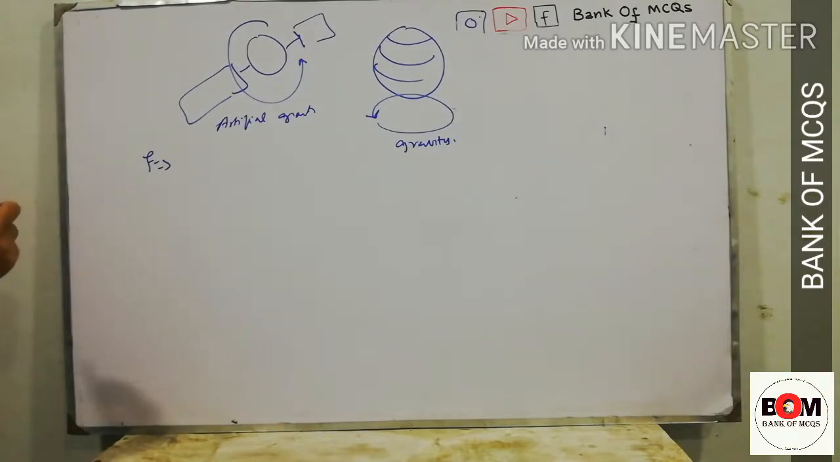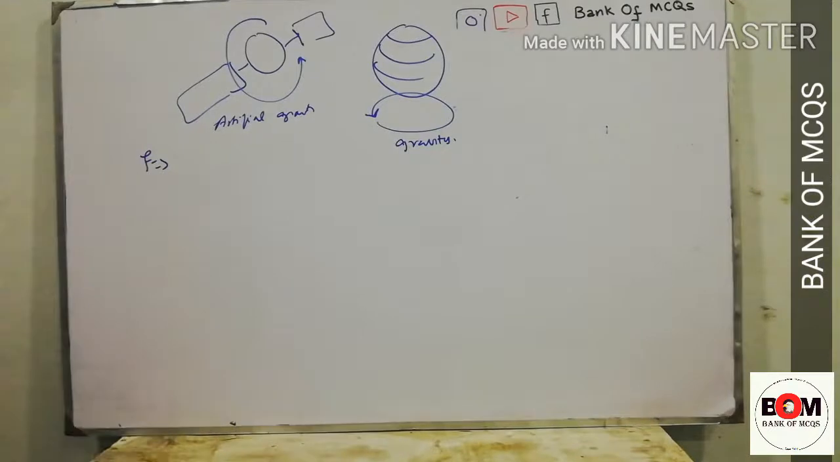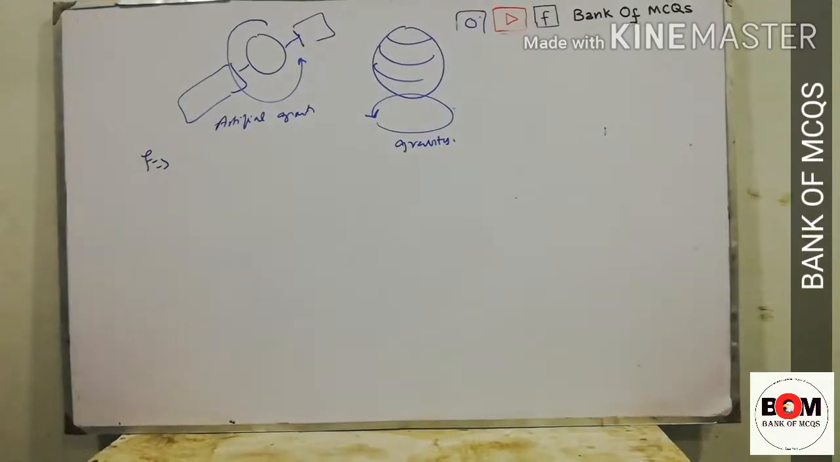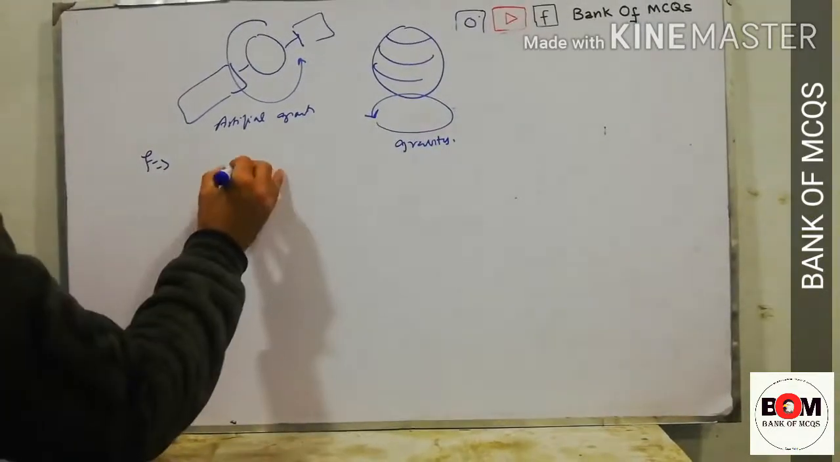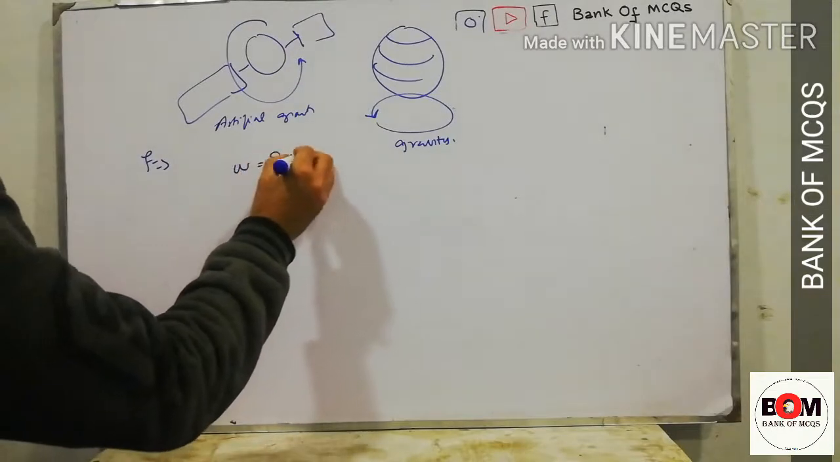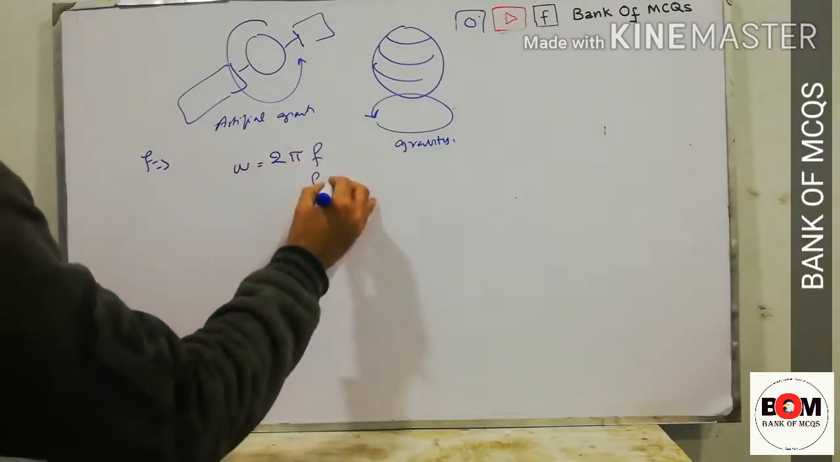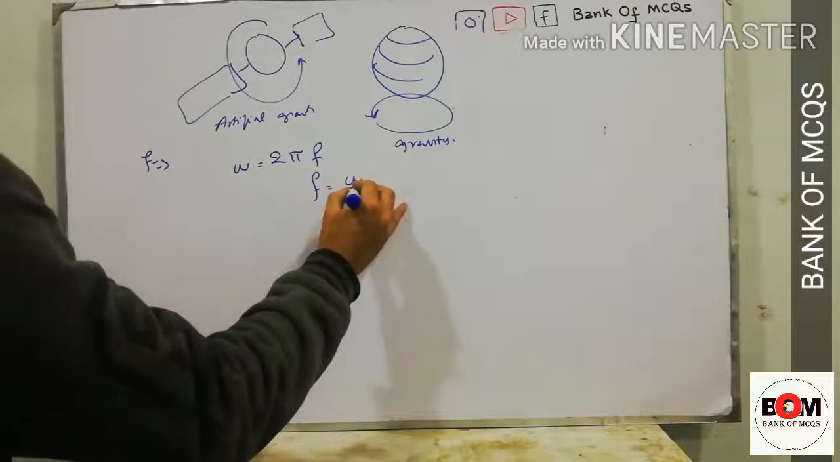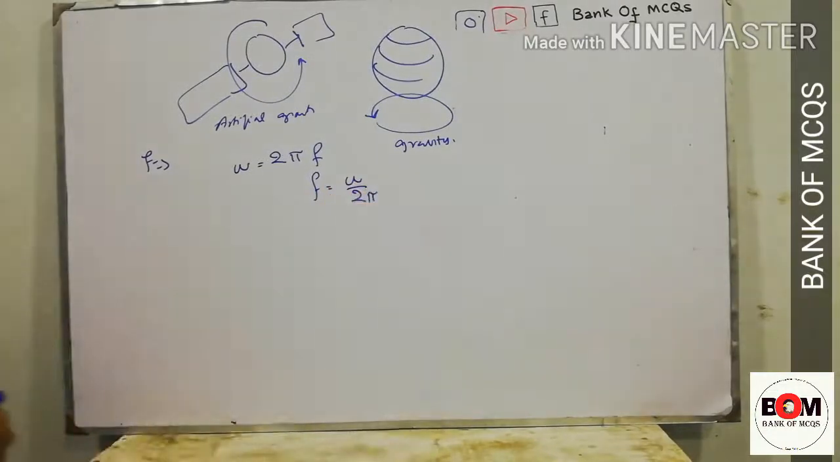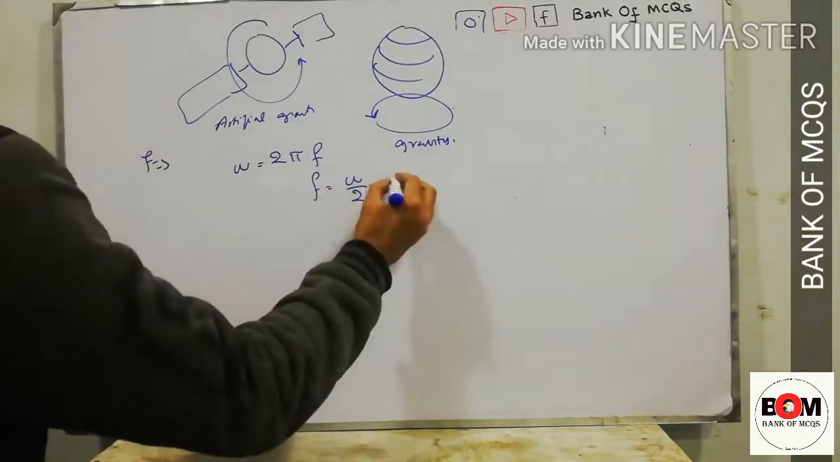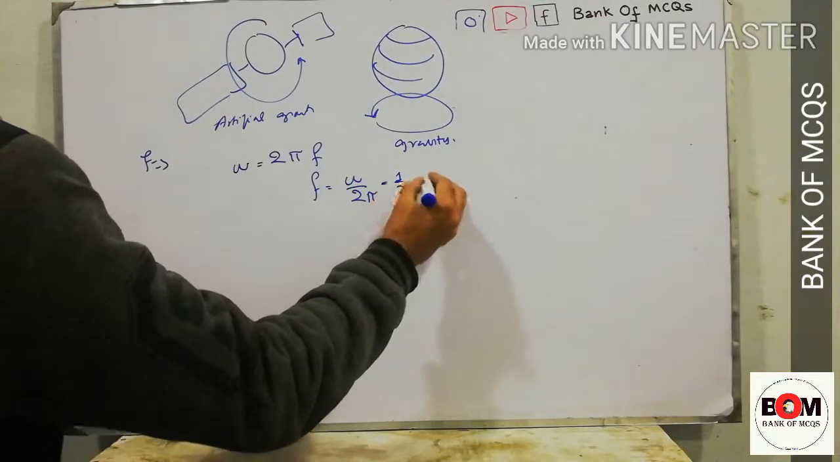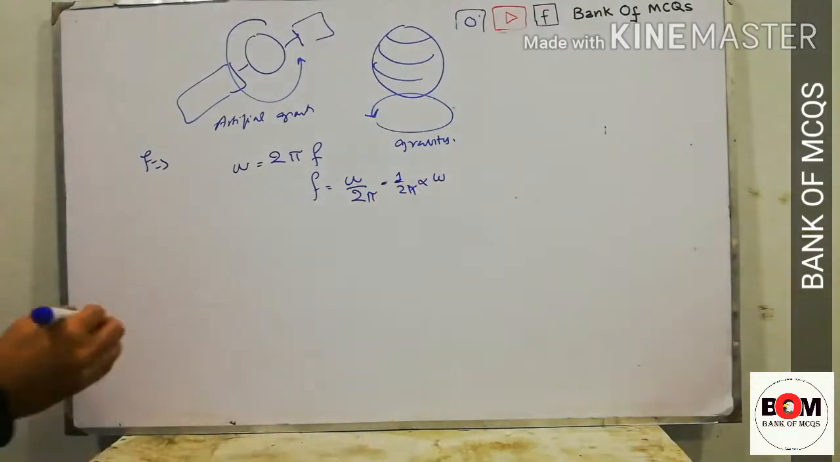So we know that omega is equal to 2 pi f. So f is equal to omega divided by 2 pi, or 1 over 2 pi multiplied by omega.